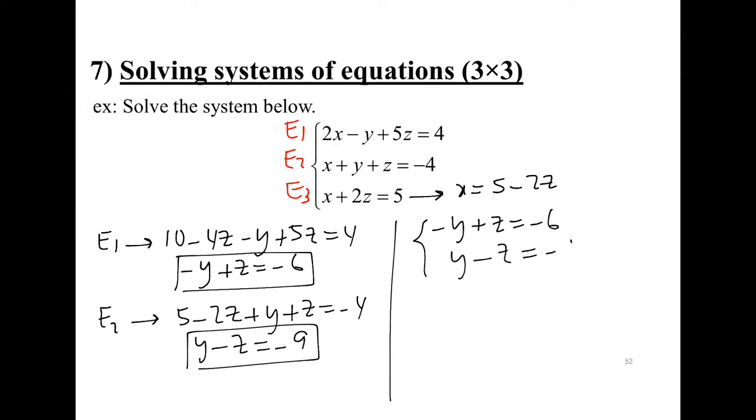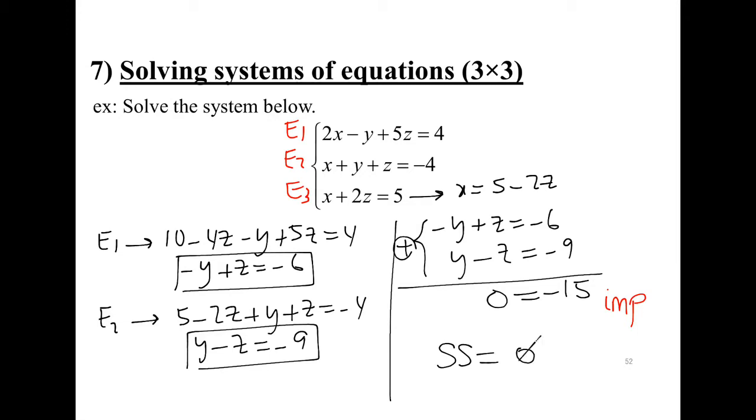Now you notice here that by adding these two equations, negative y plus y and z minus z are both zeros, equals negative 15 on the second side. Now we ended up with a false statement. 0 is not equal to negative 15. That's impossible. So for this reason, the solution set of the system is empty. It's phi. The system has no solution.